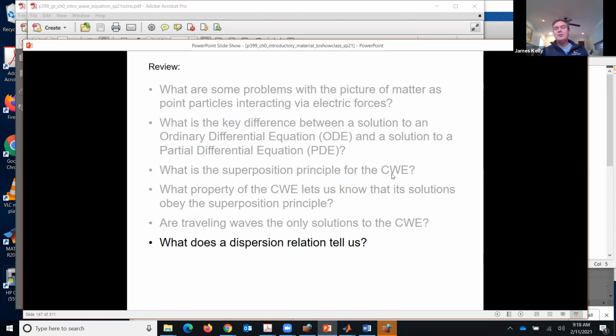What does the superposition principle mean for the classical wave equation? Makai, you want to take a stab at that? What does the superposition principle mean? Any two solutions to the classical wave equation, any linear combination of those two solutions would also be a solution. Right. So that sort of answers the next problem too.